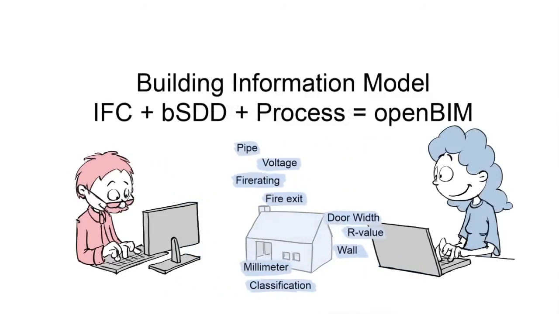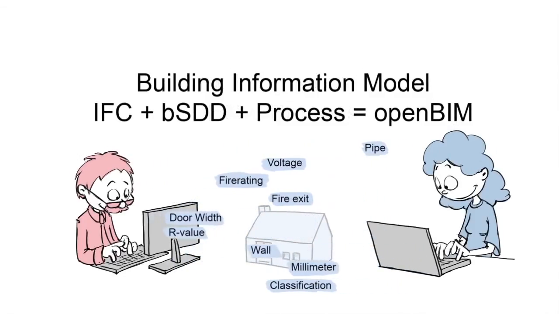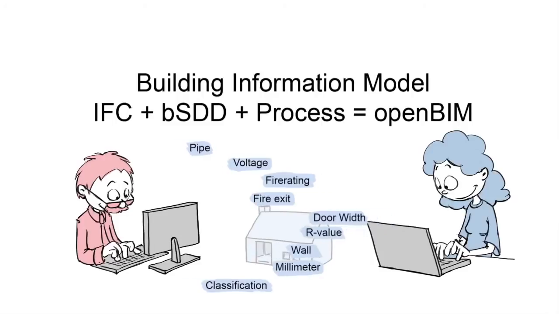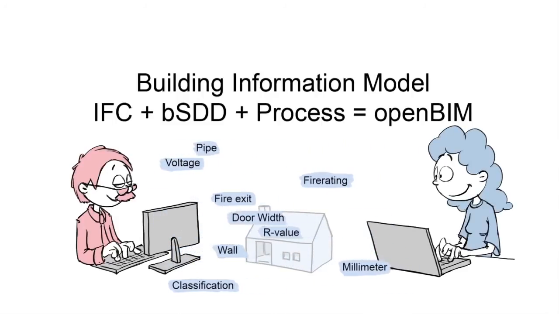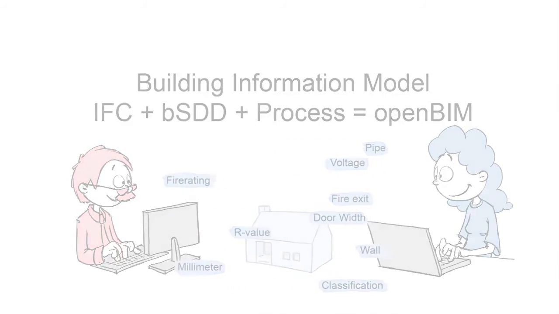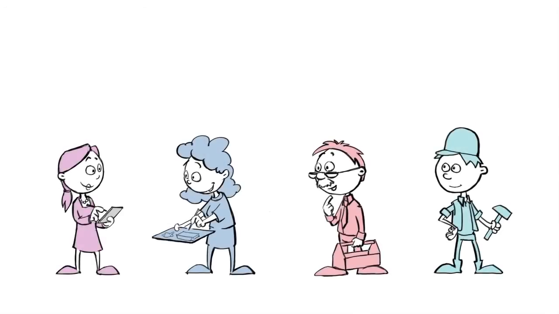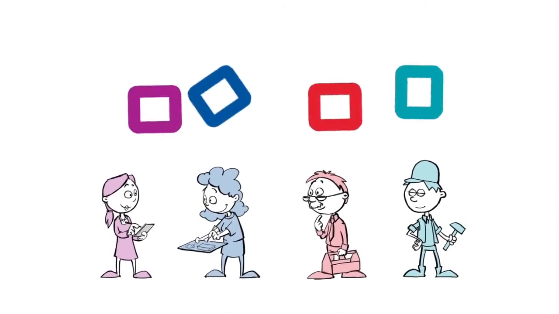BuildingSMART Data Dictionary standardizes all types of entities, properties, and classification. The data dictionary ensures that all software understands the information in the building model. This is how we make the building industry work more efficiently and produce more resource-efficient solutions.